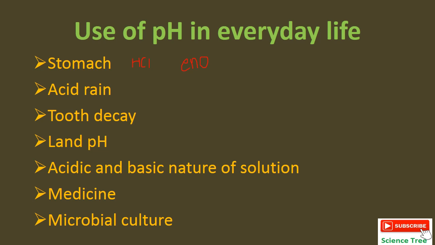Next is acid rain. Now there are so many gases present in the atmosphere like SO2, N2O and so many others. They combine with water molecules to form sulfuric acid, nitric acid, and when they fall down with rain, they can definitely affect soil and buildings.